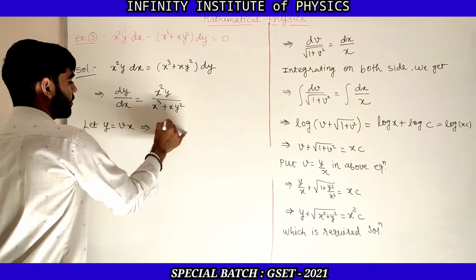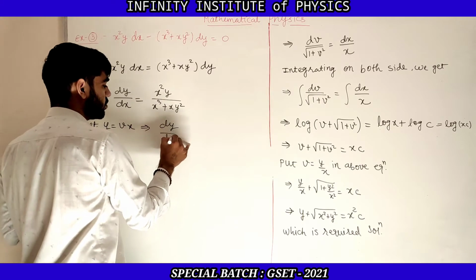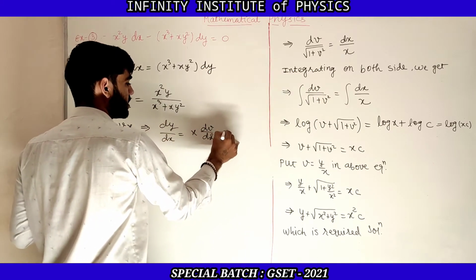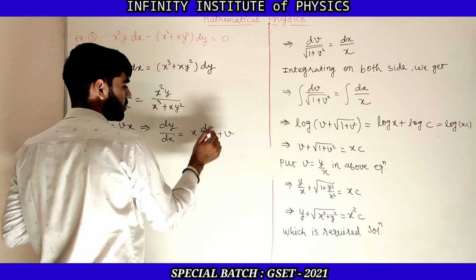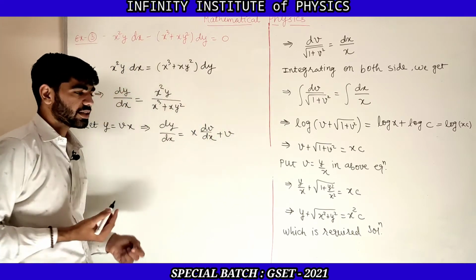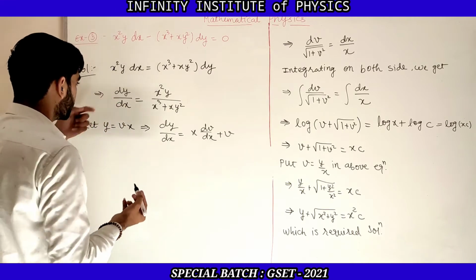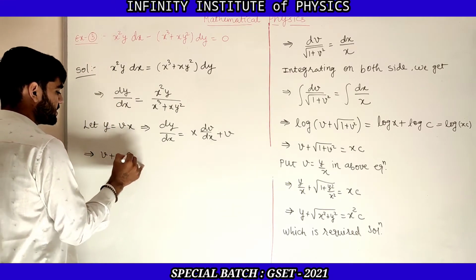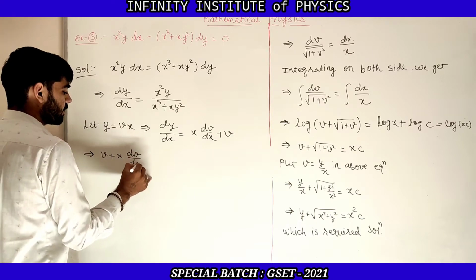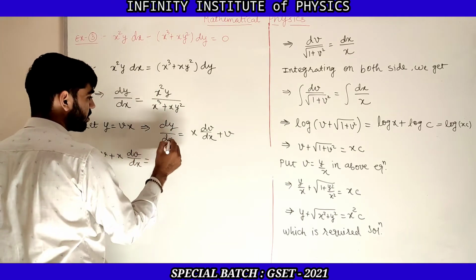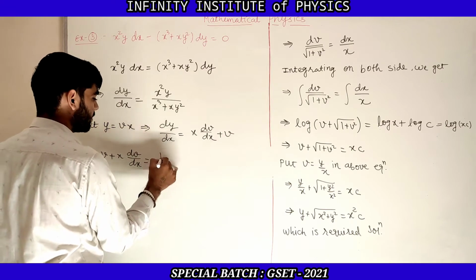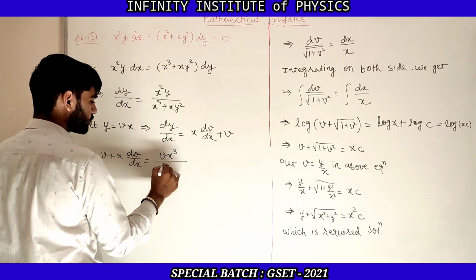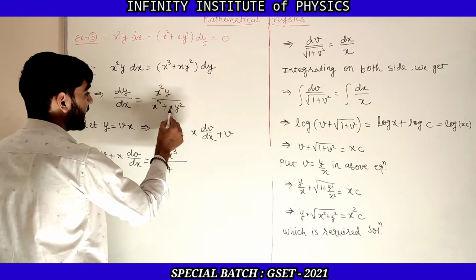So directly I am writing that dy by dx is equal to x dv by dx plus v. Now let us put these values in this equation. Then it will be v plus x dv by dx, which is equal to x square y, but y is vx, so that can be written as vx cube upon x cube plus xy square.